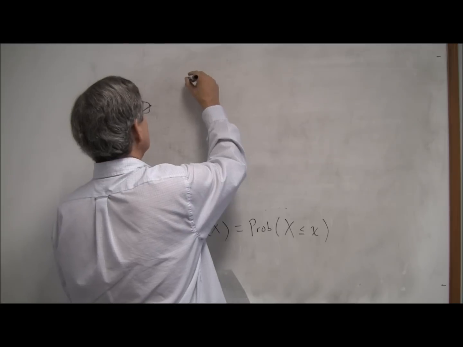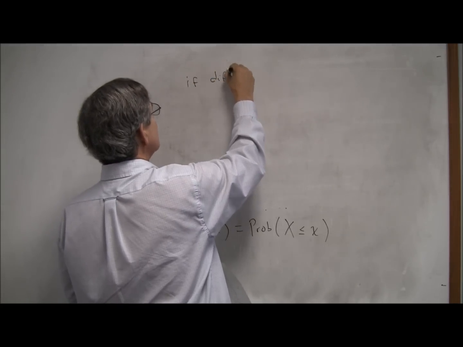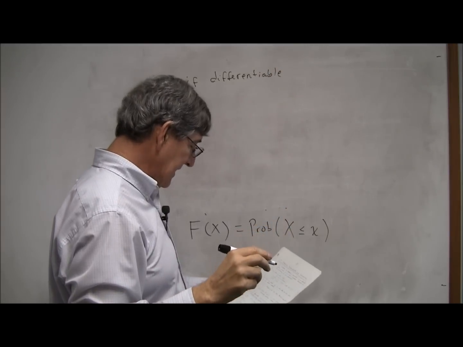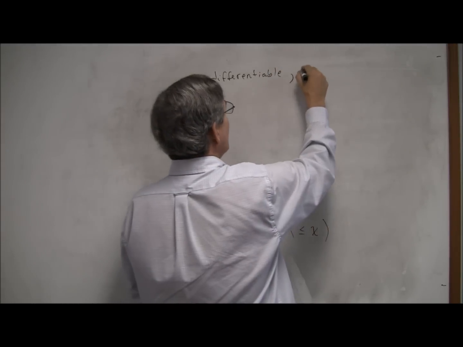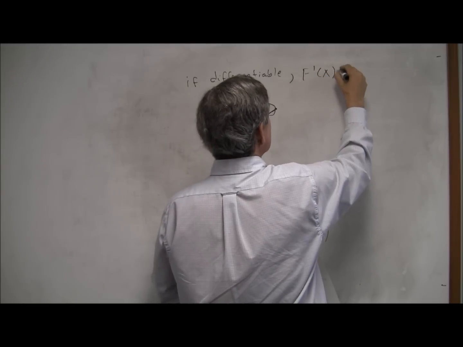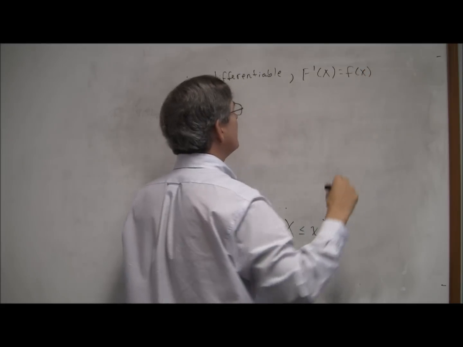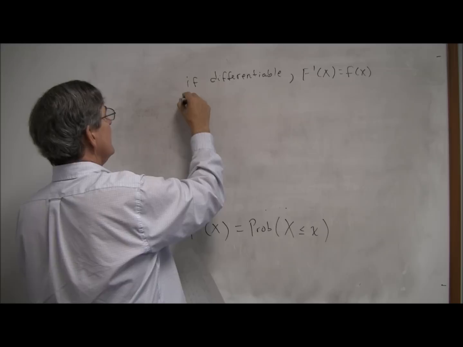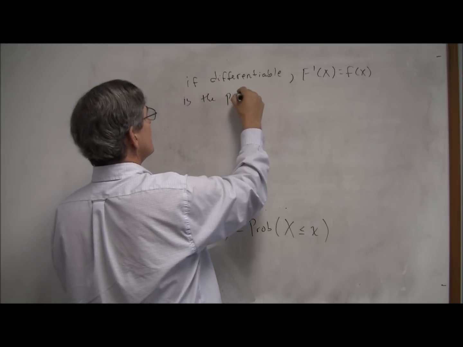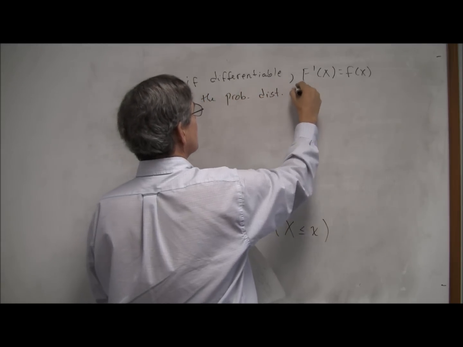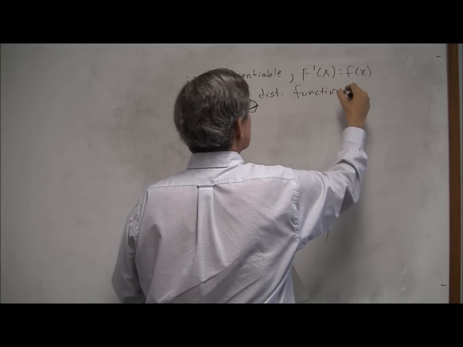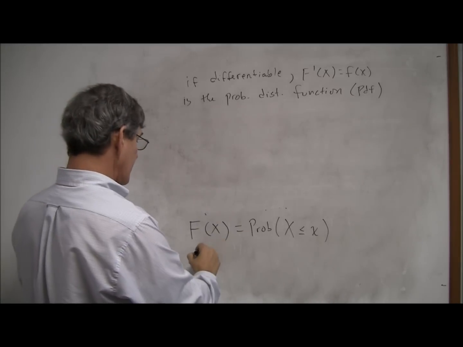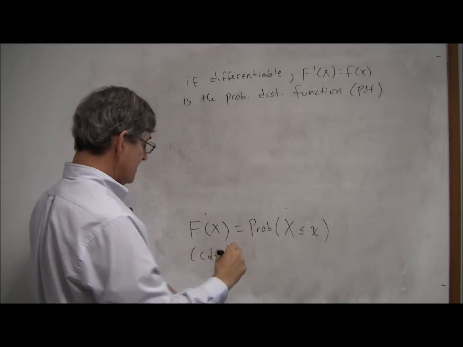If it's differentiable, and most of the time it would be, we're not going to ever look at anything in here that isn't, that I can think of, then F prime of x equals f of x. This is what I was saying before. The derivative of this thing with respect to x is the probability distribution function. And again, this is often called the PDF. This one's often called the CDF, the cumulative distribution function.